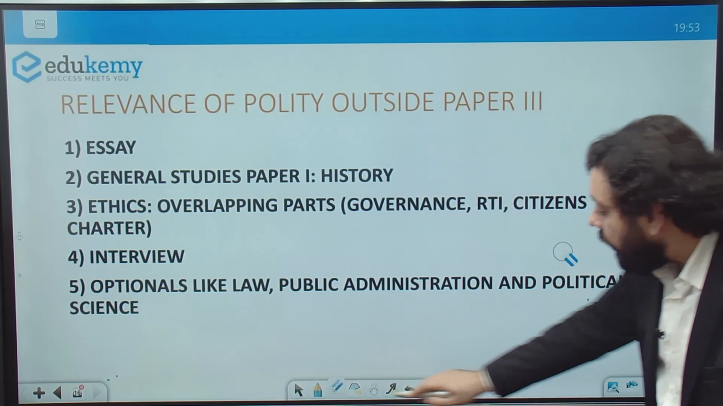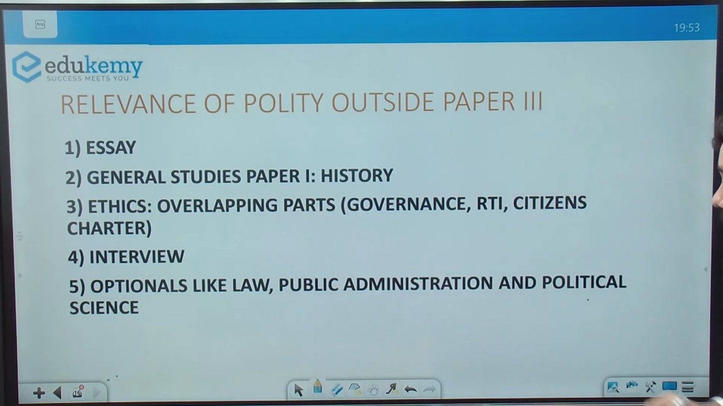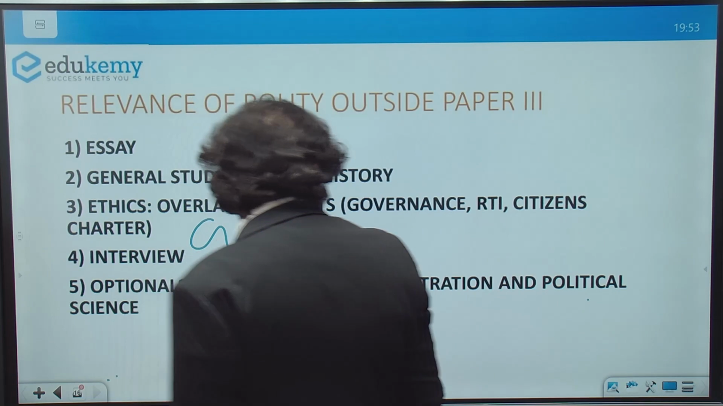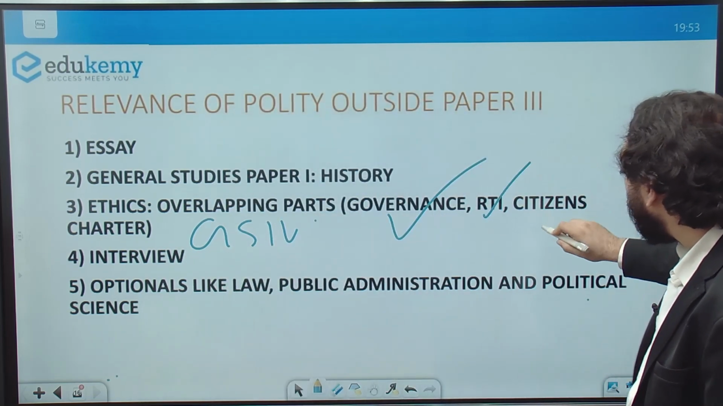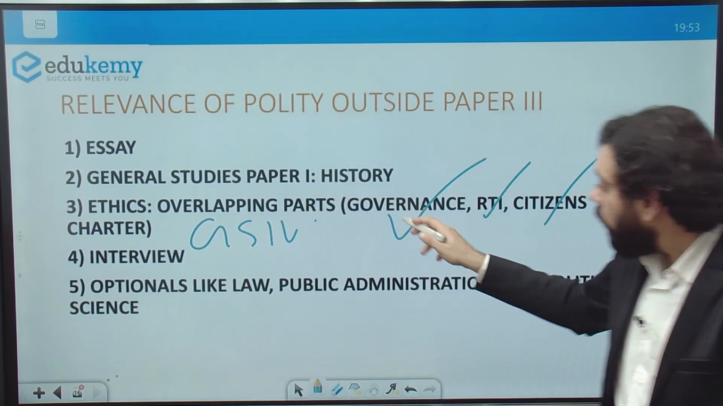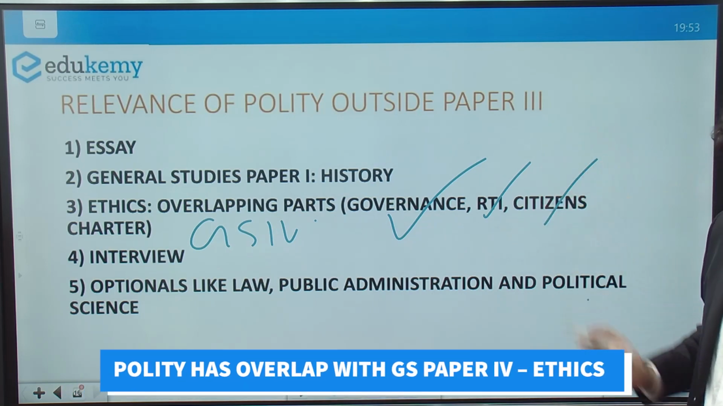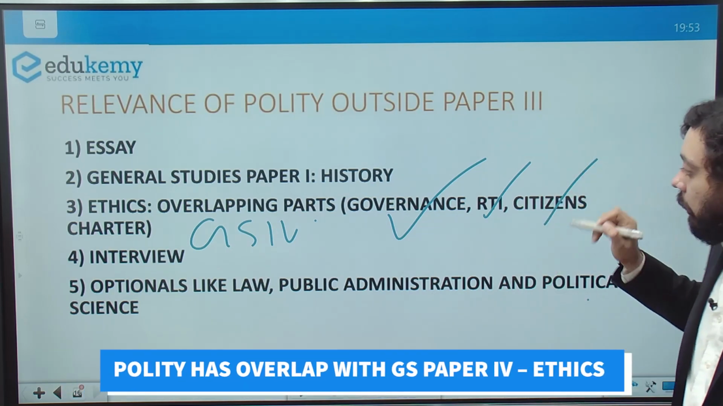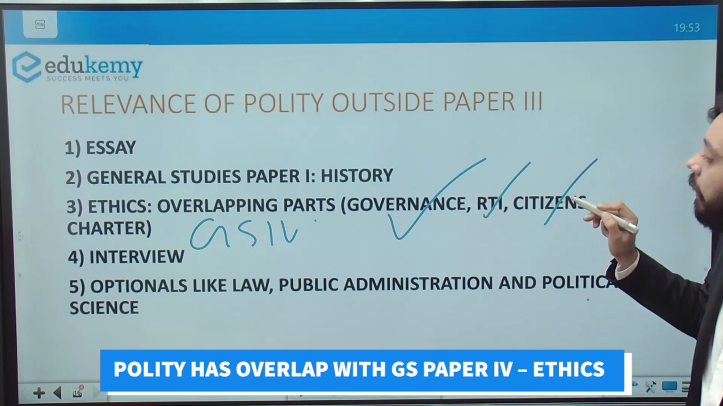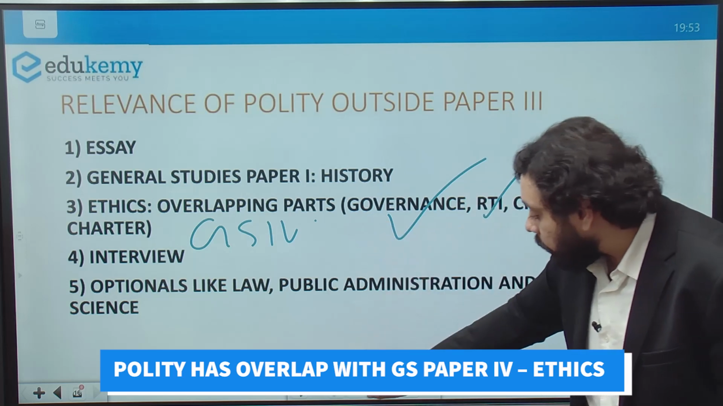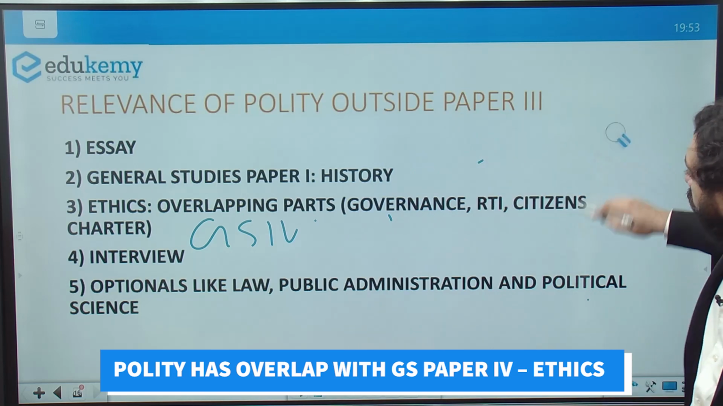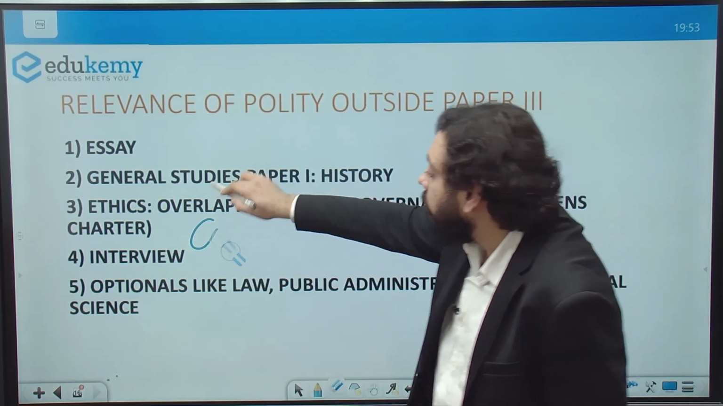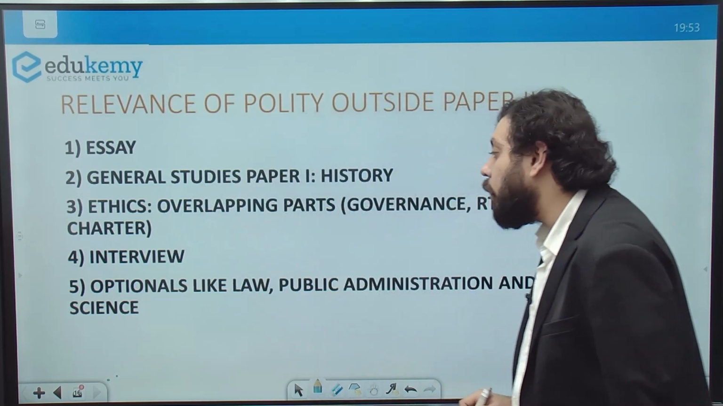After that, there is a very clear overlap in the ethics paper, which is the GS4 paper, in which, for instance, you have questions from governance, RTI, citizens charter, etc. Now, governance, good governance, e-governance, all of these topics are given both in GS Paper 2, which is the polity paper, and GS Paper 4, which is the ethics paper, right? So if you have a good amount of notes collected on them for one paper, you are set to go for the next paper, right? So this is a very, very good overlap.